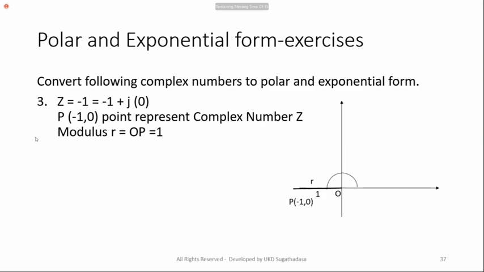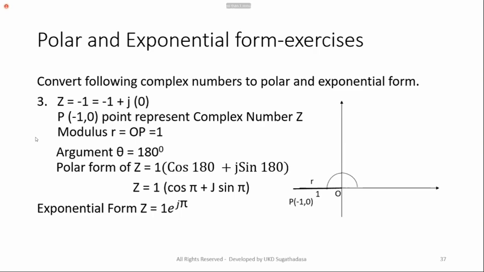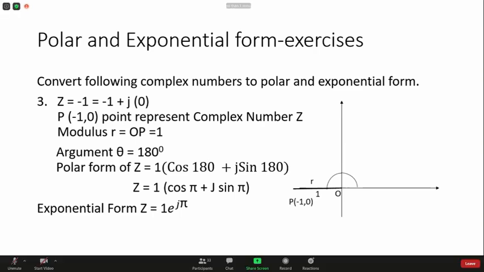What is the angle now? 180 degrees. You see, the measure is every time from the x-axis, positive direction. 180 is the argument. So this is a complex number. Then in radian form, this is the exponential form, 1 e^(jπ).